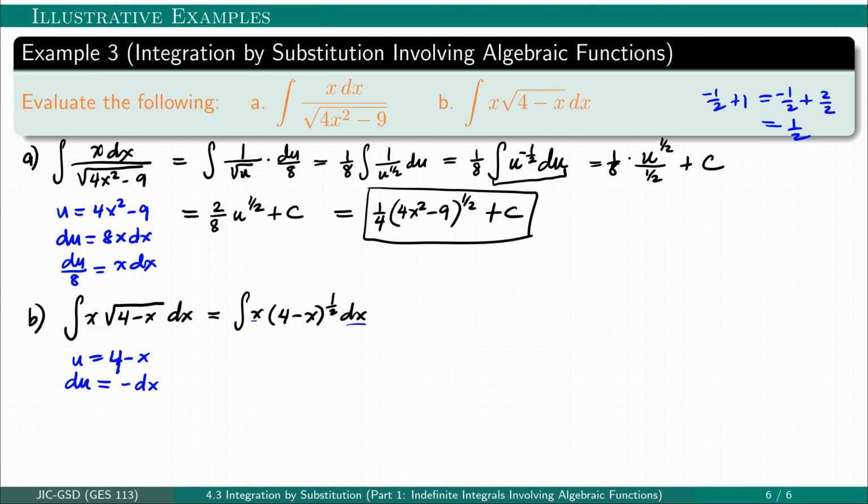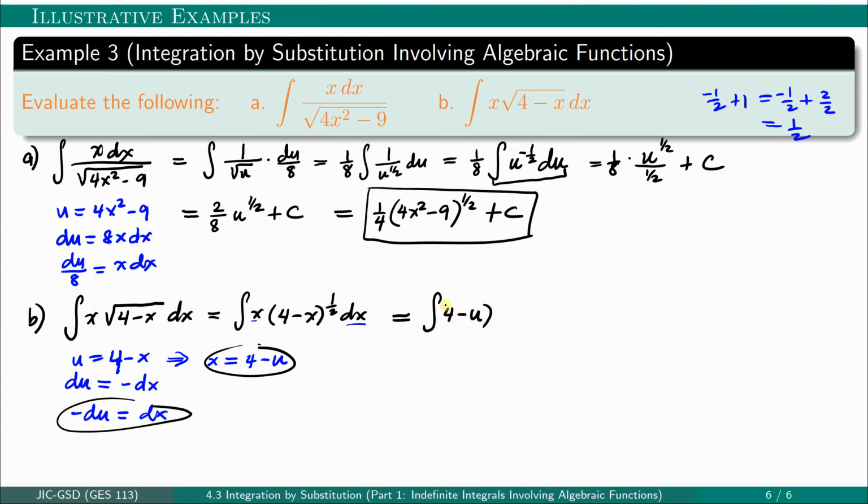We can solve for x. So we have to rewrite x in terms of the variable u. So x here will be actually 4 minus u. This will be negative du equals dx. So using this information now, we will have the integral of our x, which is now 4 minus u. Well, 4 minus x is actually u. This is u^(1/2) times dx, which is actually minus du.